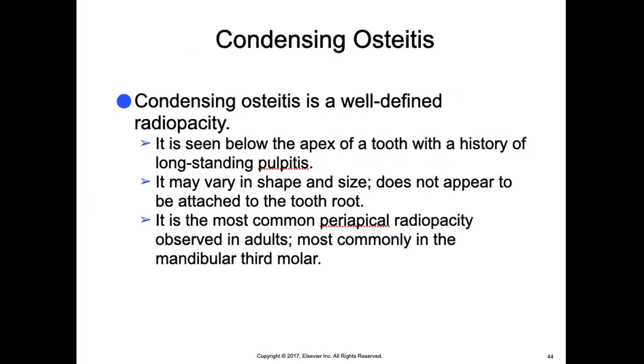Condensing osteitis is a well-defined radiopacity that is seen below the apex of the tooth with a history of long-standing pulpitis. So it may vary in shape and size, does not appear to be attached to the tooth root, and is the most common periapical radiopacity observed in adults, and it's most commonly in the mandibular third molar area.